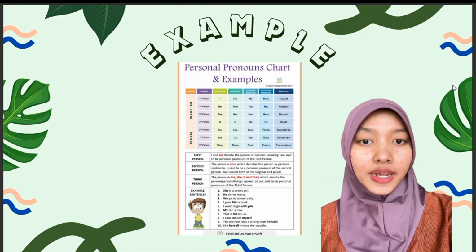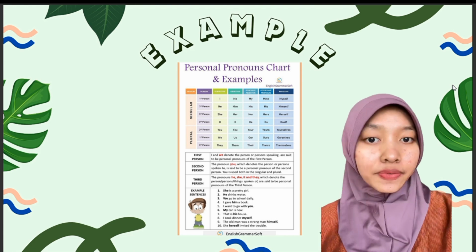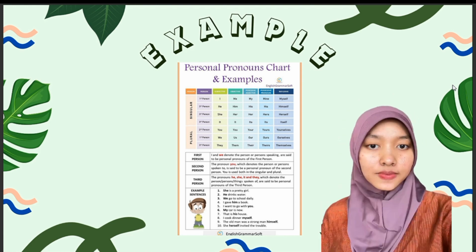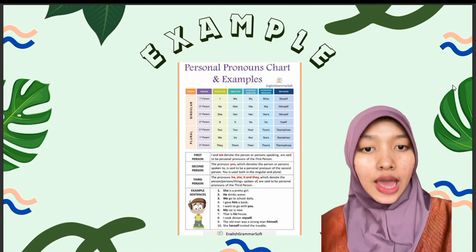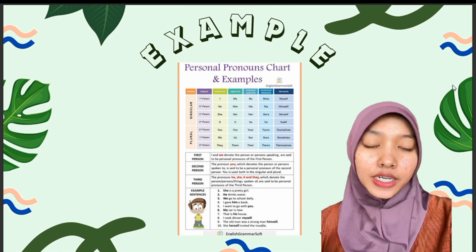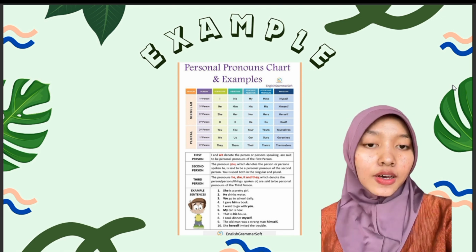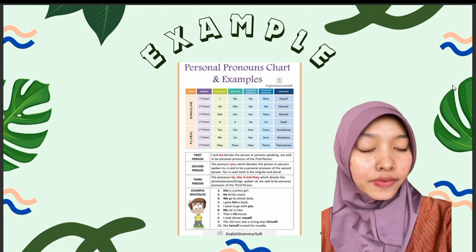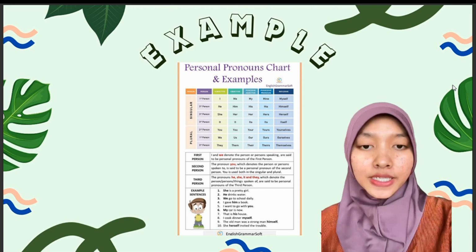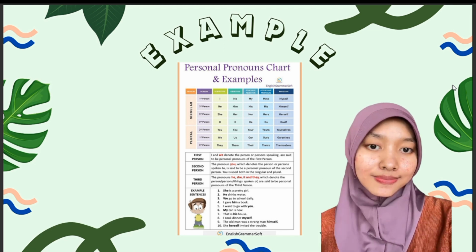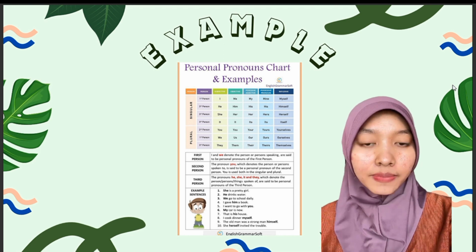Okay guys, I have another example for the plural chart. For the first person in the subjective column is we. So for the first person in the objective column is us. For the first person in the possessive adjective column is our. For the first person in the possessive pronoun column is ours. And then for the first person in the reflexive column is ourselves.